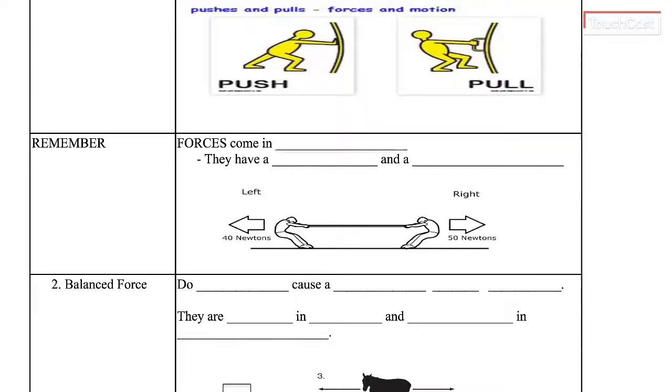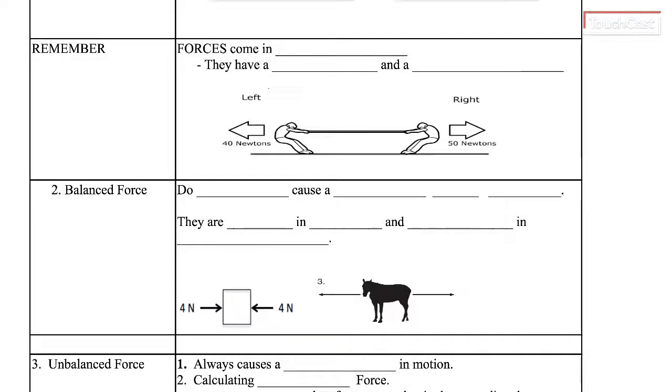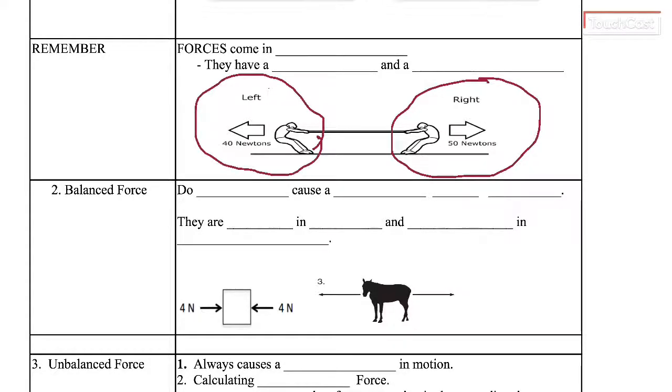Another example, let's look really quickly. Here on your notes, you have an example of 2 people that are pulling. This person here is pulling to the right 50 newtons. This person here is pulling to the left 40 newtons. So you have to ask yourself, who has the greater force? Well, this person right here does.